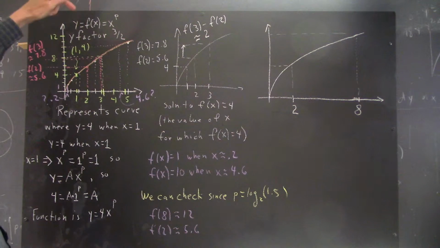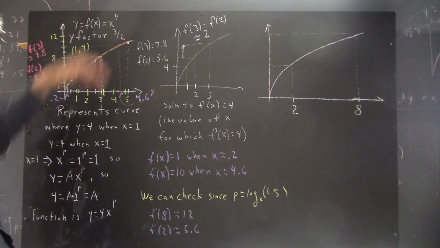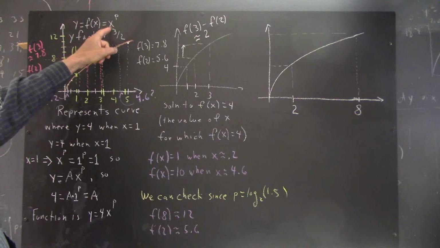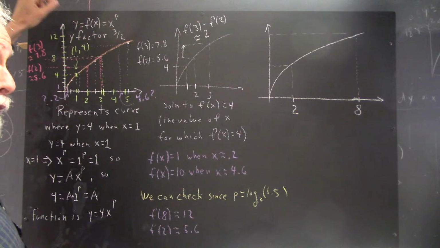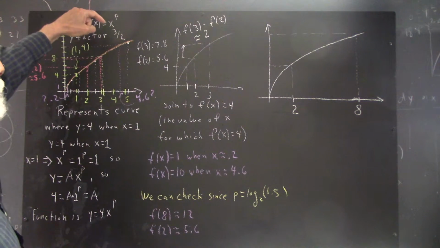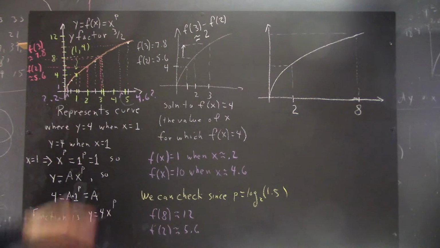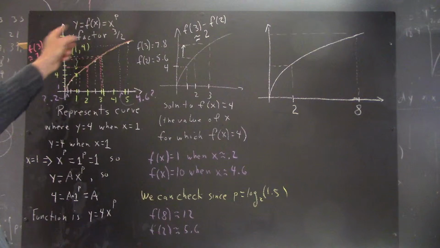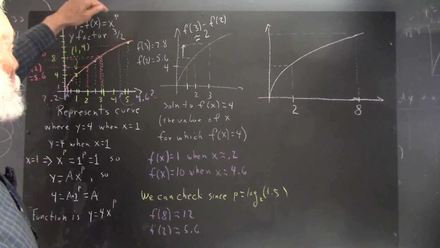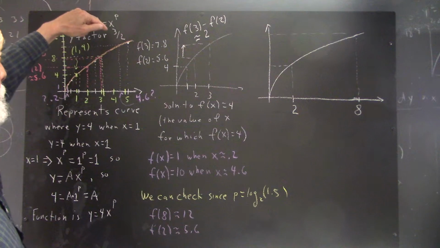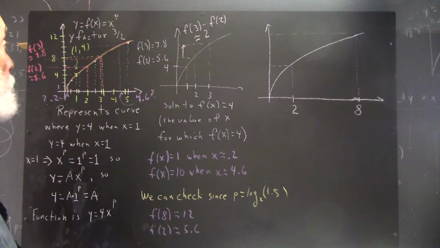This really, though, is not a graph of y equals x to the p, because if x is 1, that would make y equal to 1. So it's really a graph of something like a x to the p, and it turns out, as we see here, that a has to equal 4. So this is a graph of 4x to the p, where p is the log base 2 of 3/2.